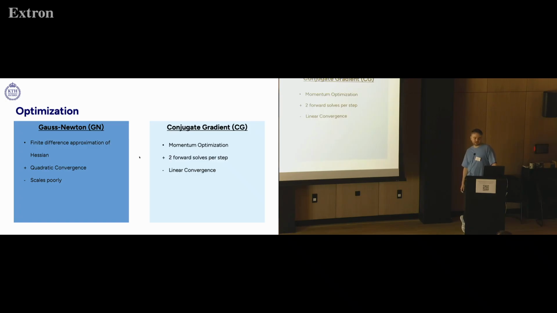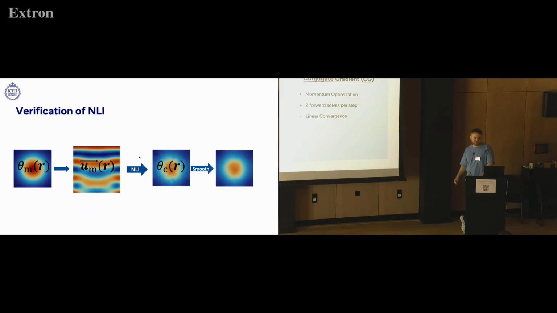Conjugate gradient is better in that regard. You only need 2 forward solves per step, but it converges more slowly. And in reality, you wouldn't invert the entire brain as one volume. You would subdivide it into overlapping subzones, optimize those individually, and then put them together again. Because otherwise it just becomes so expensive.